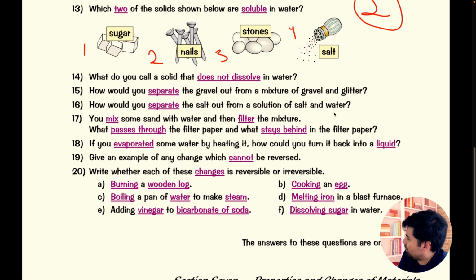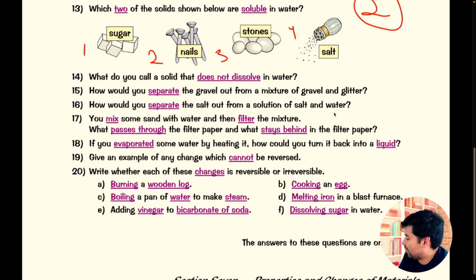18, if you evaporated some water by heating it, how could you turn it back into a liquid? So what do we have to do to make it back? 19, give an example of any change which cannot be reversed. So give an example of a change. Teacher, if you do this to that, it is impossible to make it back to the state it was before. So that's what you have to explain. Give an example.